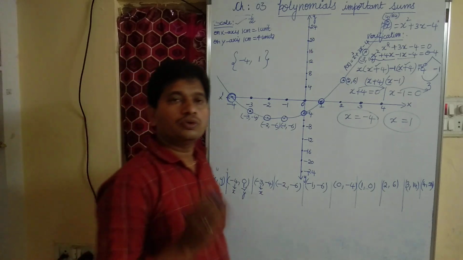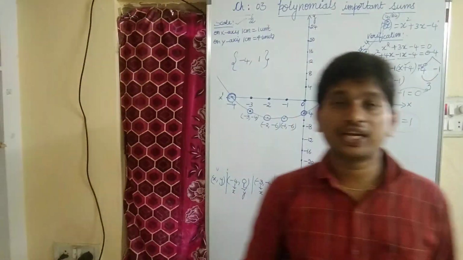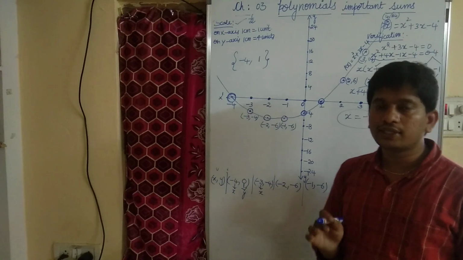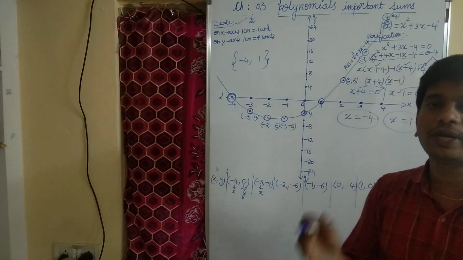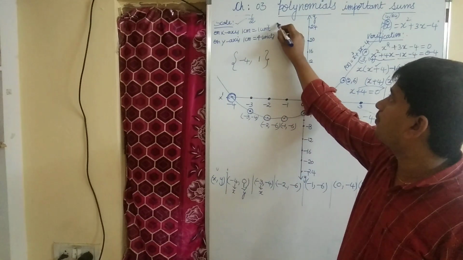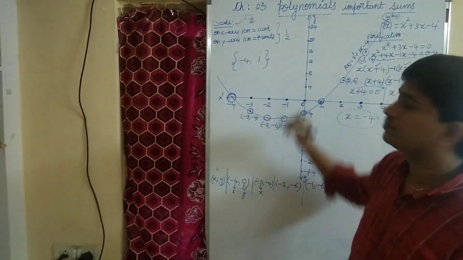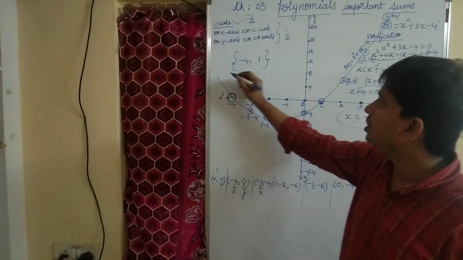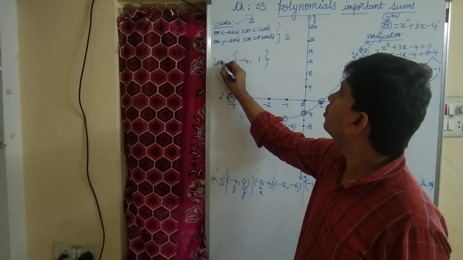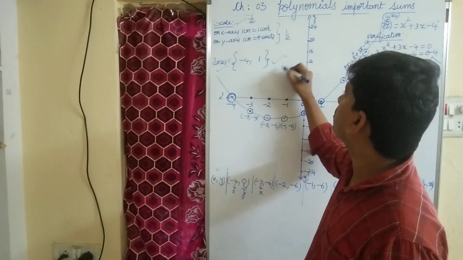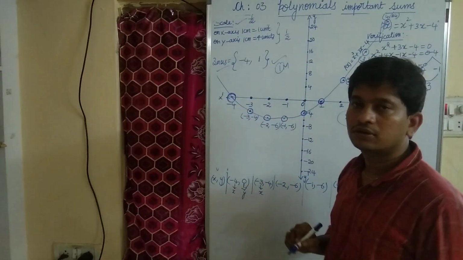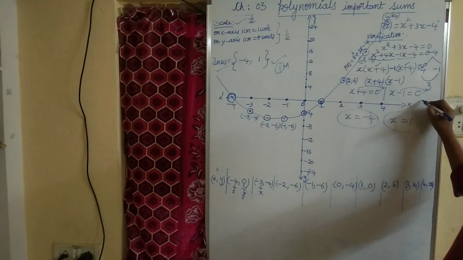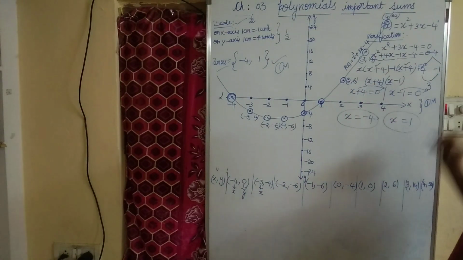So don't forget to do verification. Verification is also important. So each and every step you will be having separate marks. If you write the graph scale, you will get half mark. Don't forget to write zeros. If you write these zeros, you will get 1 mark. If you do this verification, you will get 1 mark.